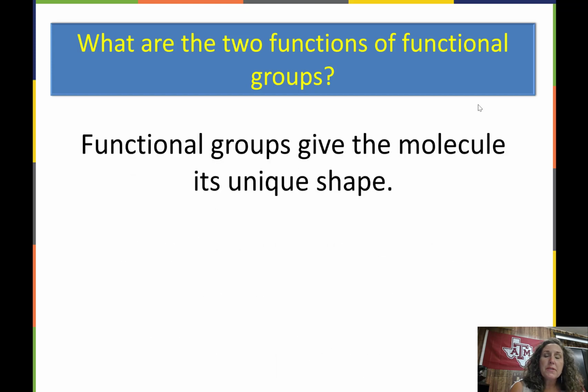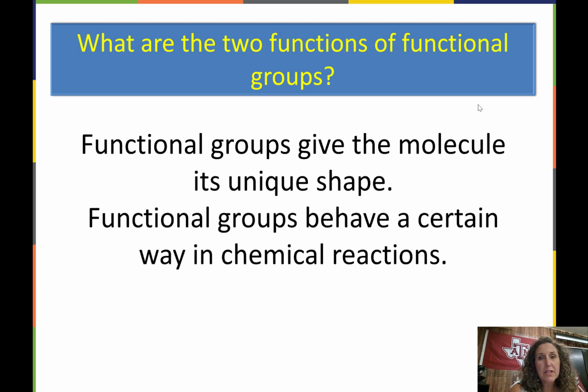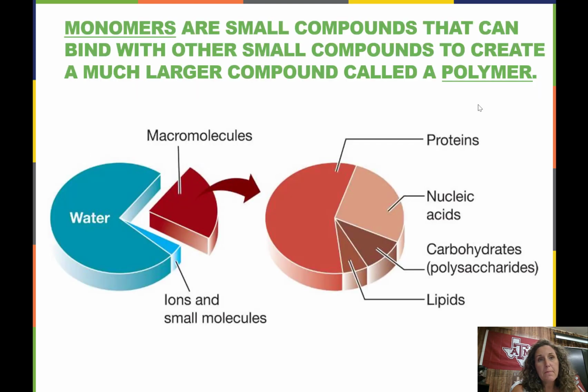All right, functional groups give the molecule its unique shape. Each carbon compound is going to have its own shape because of the functional groups that are attached, because they behave in a certain way. Some are polar, some are non-polar. All of that is going to make a difference as to the shape of the molecule that the carbon makes.